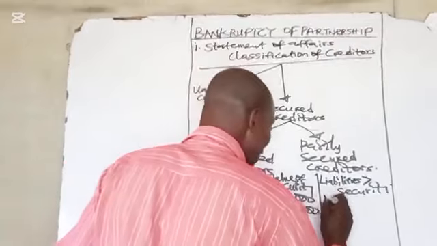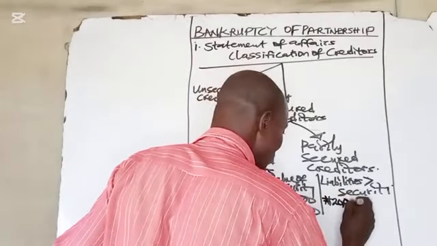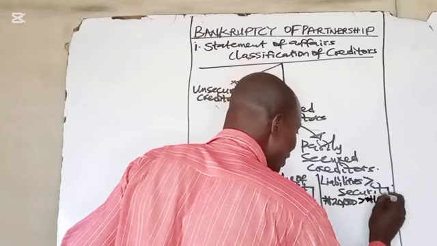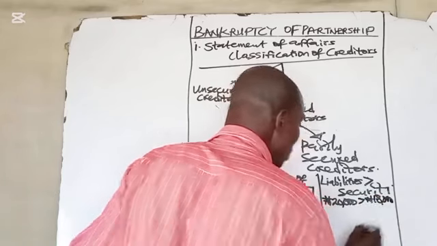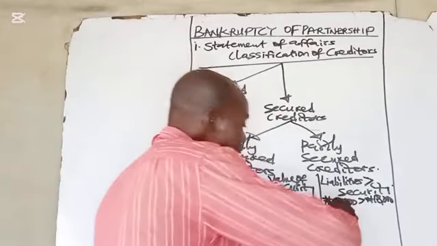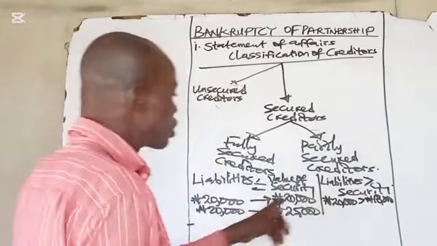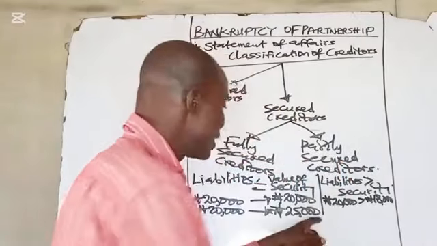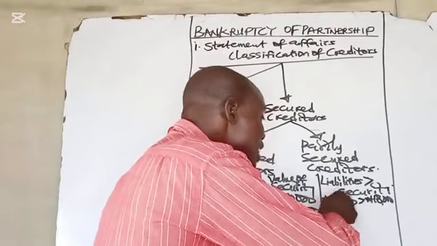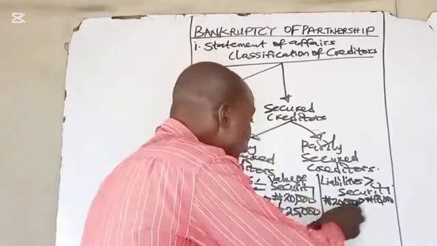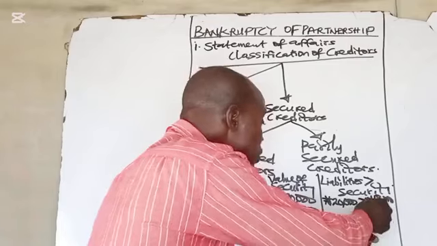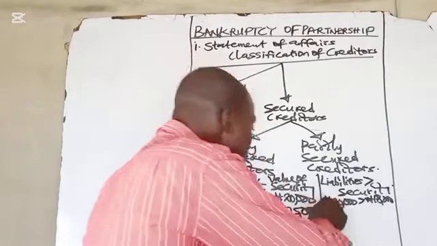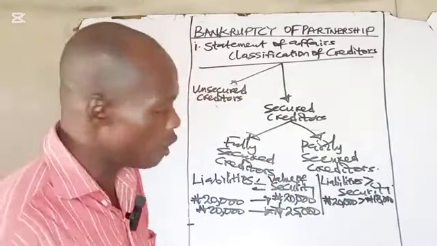If the liability is 20,000 and the collateral is 18,000, that means the creditor is secured in part. That is why we call it partly. It is secured in part. That is to show that the liability is not fully secured because the value of the collateral used to obtain the loans is lower than the value of the loans obtained.